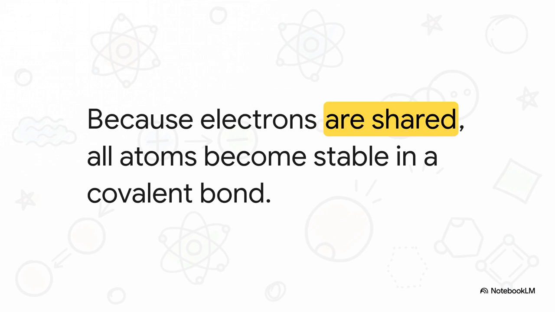So what happens? The single oxygen atom shares electrons with 2 different hydrogen atoms. Those lines you see right between the H and the O, they represent that shared pair of electrons. That's your covalent bond. Now everyone is full, happy, and stable.